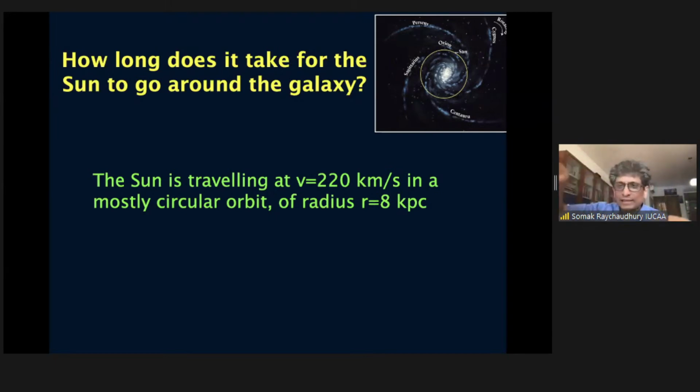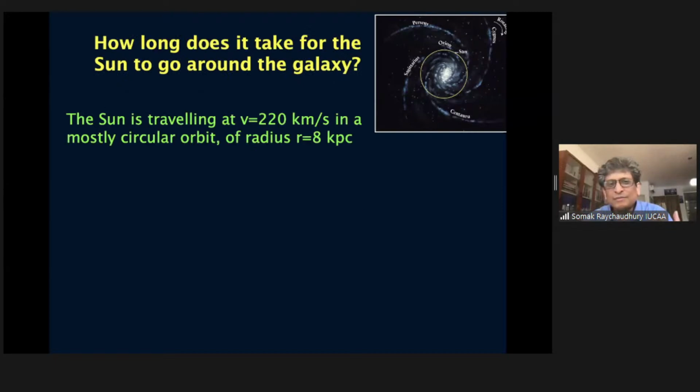But the frequency of that is less than the circular frequency. So I won't talk about that now. But the sun is going around. So from this, it's easy for you to calculate now how long it takes for it to go around the galaxy. Just do 2 pi r divided by v.